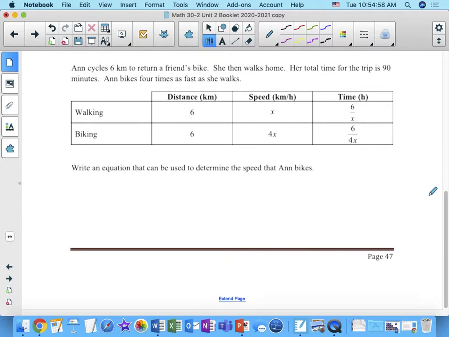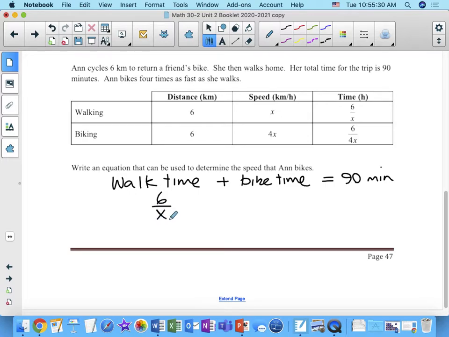Total time for a trip. If we want to total up our time, what do we need to do to the 2 times? Add them. Yes. So here's our sort of half English, half math equation. The walk time plus the bike time equals 90 minutes. Now we've got to be a bit careful here because we do know an expression for the walk time, that's 6 over x. And we know an expression for the bike time, that's 6 over 4x, equals.